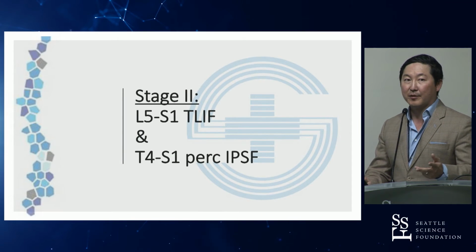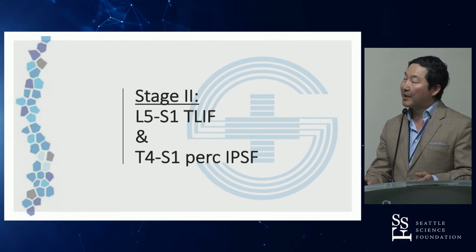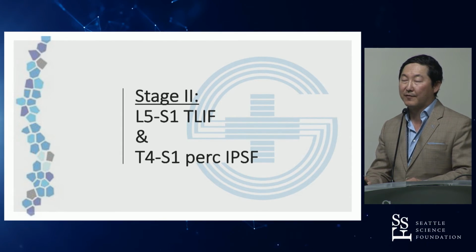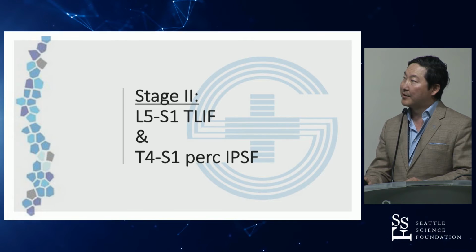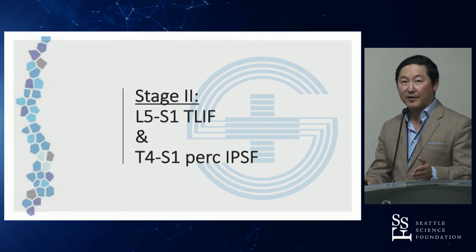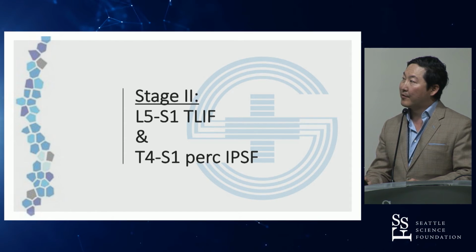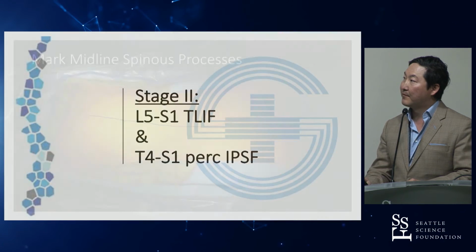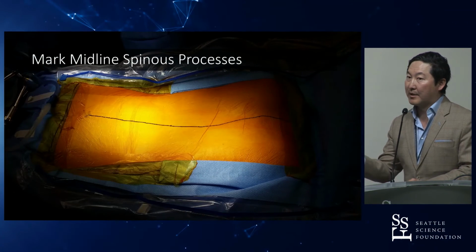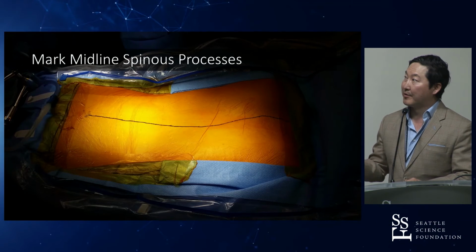In the second stage, we typically do this 2 days later. I do it on a Monday for the first stage and then Wednesday for the second stage. And that involves an L5-S1 TLIF on the side of the stenosis, and then a T4 through S1 percutaneous fusion. And I'll demonstrate this in the lab, but typically this is one of the most important steps.